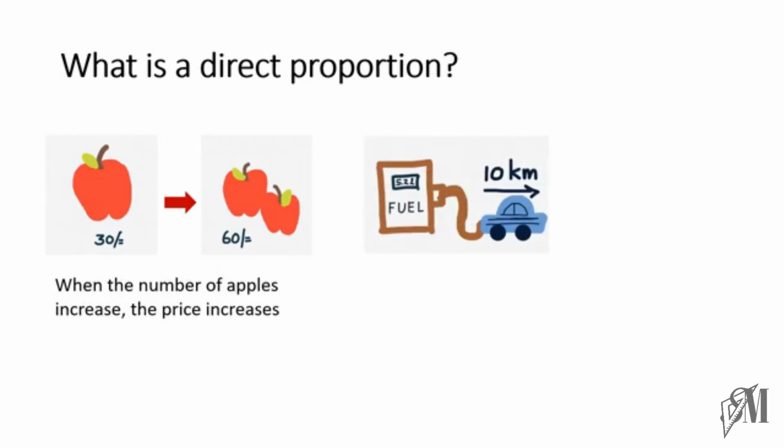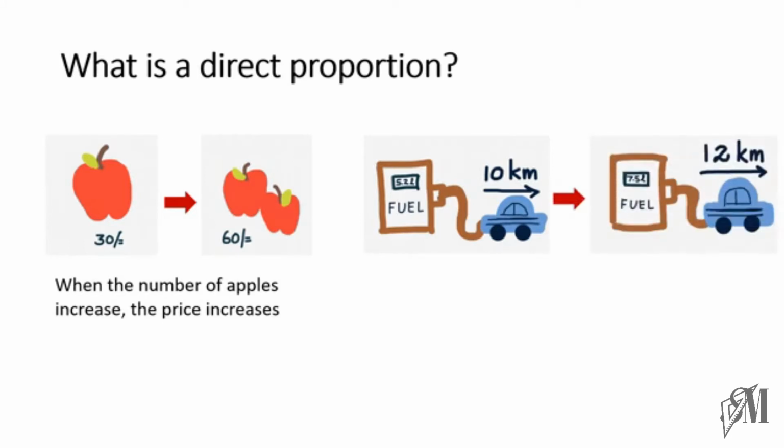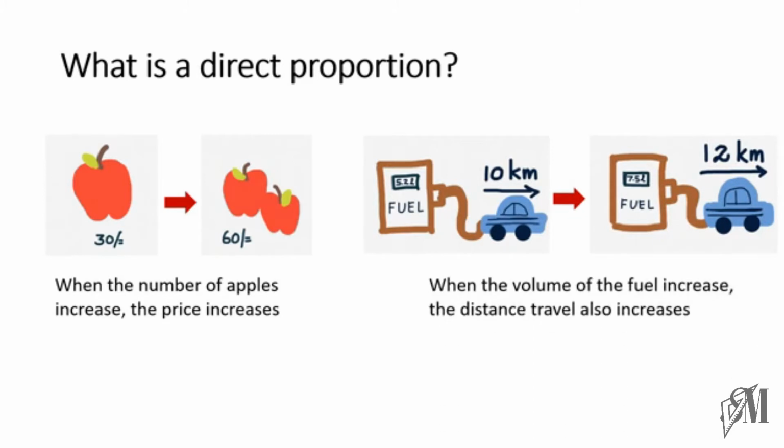Similarly, look at this example. With 5.2 liters of fuel, the car can travel a distance of 10 kilometers. And when the fuel volume increases, the distance increases to 12 kilometers. So thereby you understand that when the volume of the fuel increases, the distance traveled also increases.